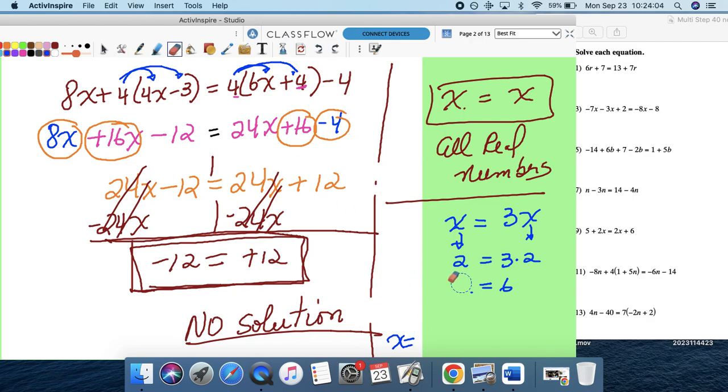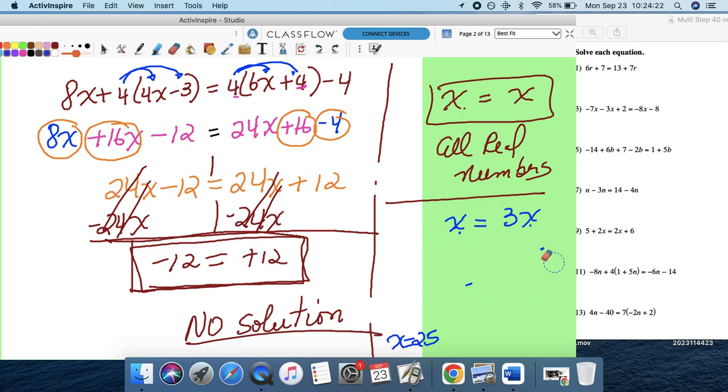Pick another number. Let's say x equals, I don't know, 25. We're going to replace this x with 25. And on this side, it's going to be 3 times 25. Are they going to be equal? You can already tell that the answer is no. That's not going to work.